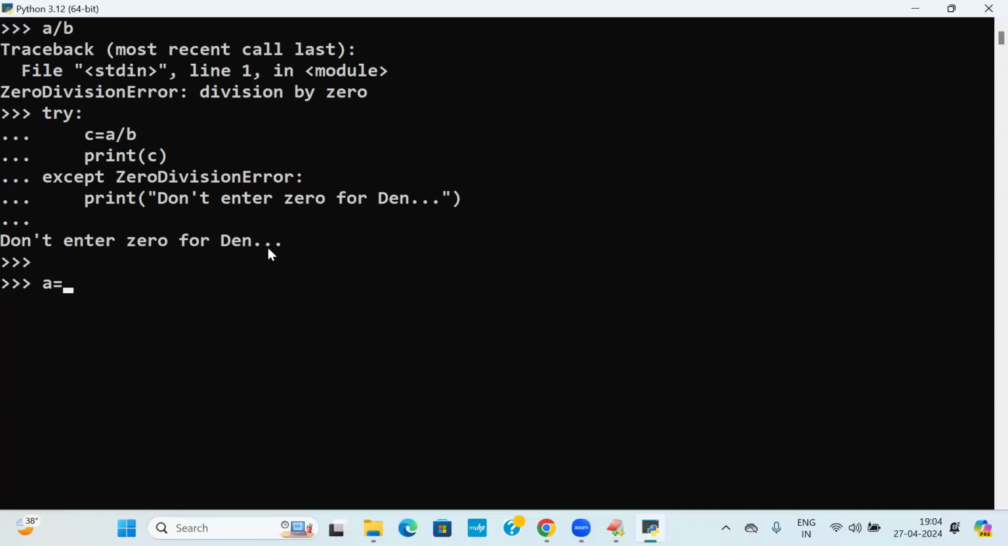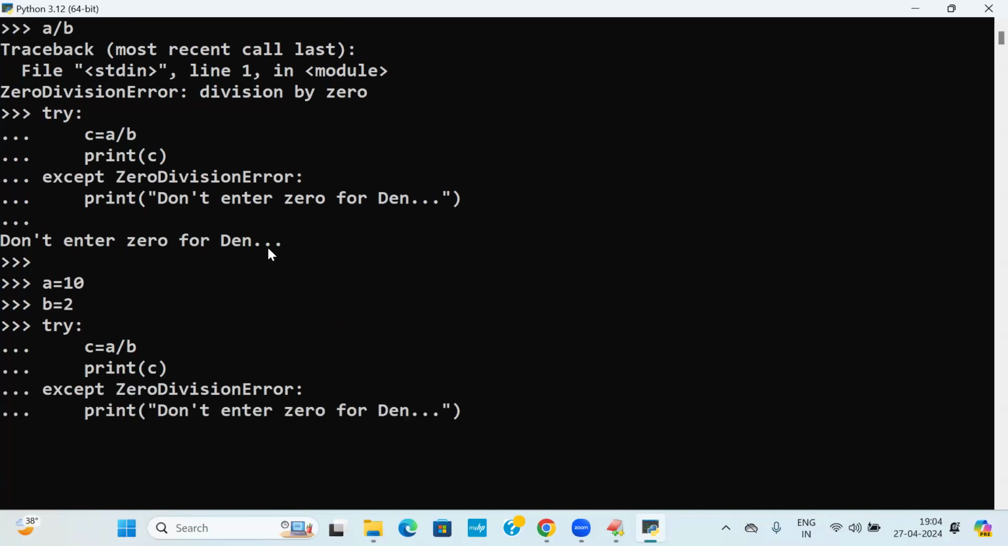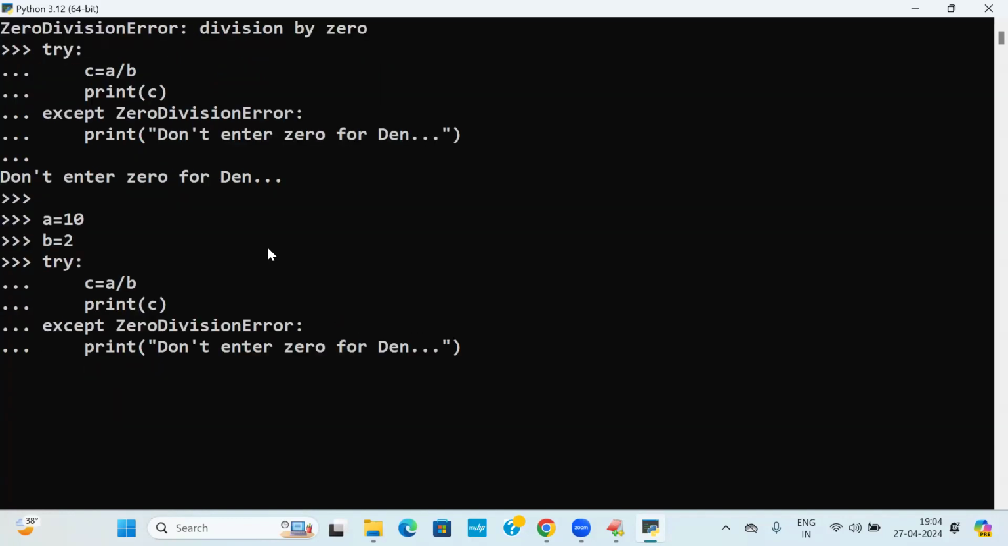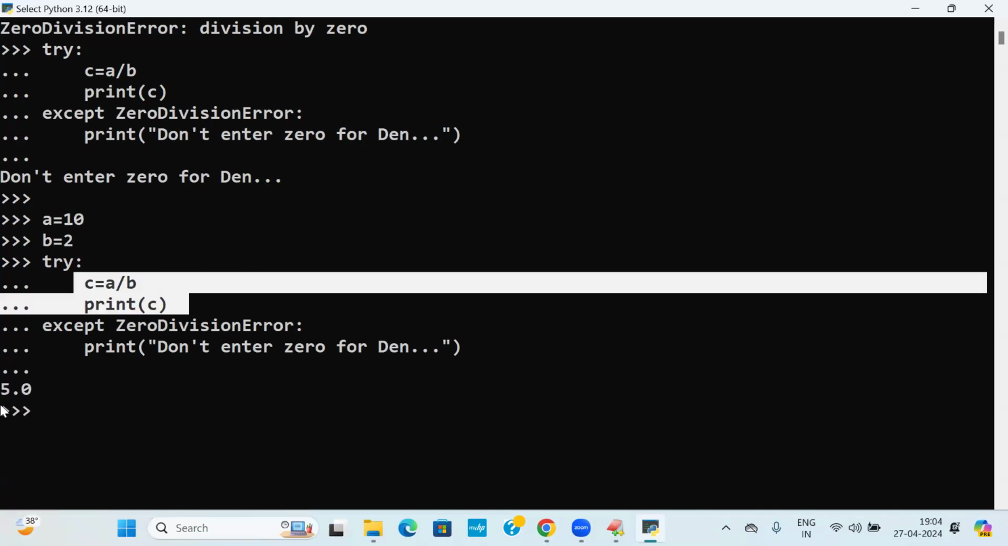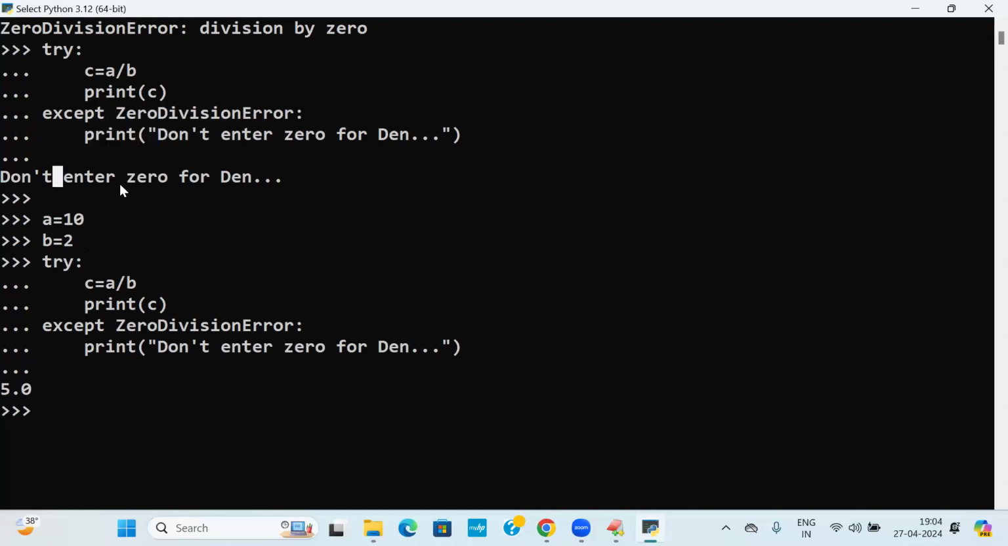Yes. Now see, A is equal to 10, B is equal to 2. Write this properly, as it is, my dear students. You write print and except, and you'll get the perfect output. Perfect output will be coming. What is the output? That means correct input gives the result. Wrong input gives which message?